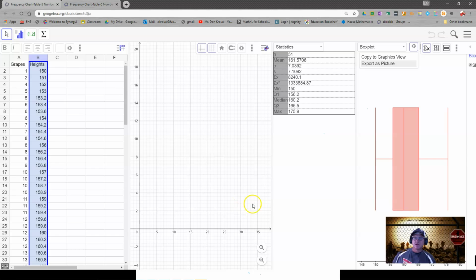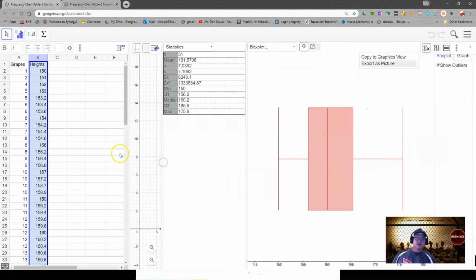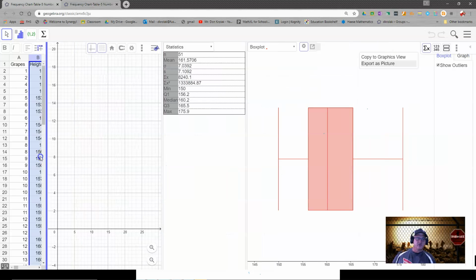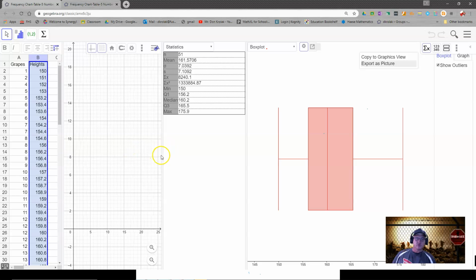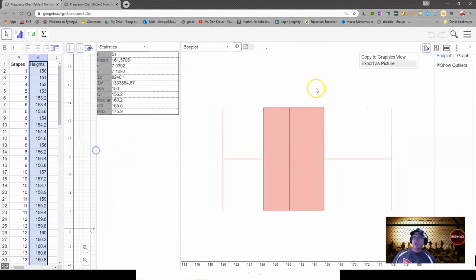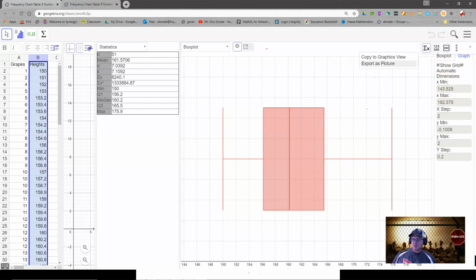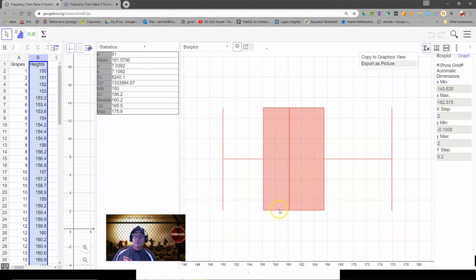I can click, close these down. You can always resize these windows. It's like sliding doors, a sliding patio door. Okay, I want to put a grid up there so I can see it a little bit better. Okay, and that's our box and whisker plot for that.